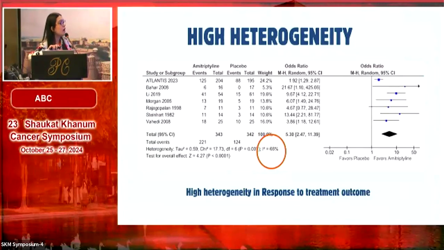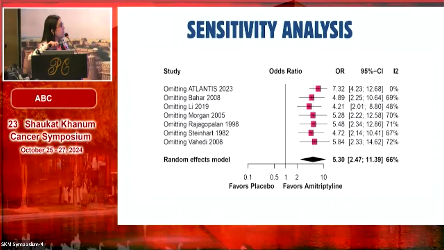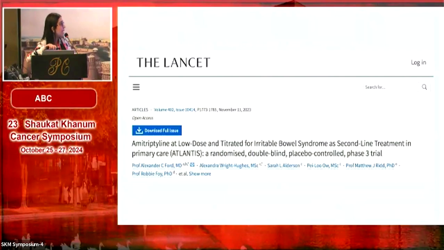So we tried to assess what was the reason behind this high heterogeneity. If we're saying that amitriptyline is really great for the patients of IBS, then we have to explain this heterogeneity by some means. So then we performed the sensitivity analysis. Upon performing the sensitivity analysis, we saw that omitting one of the trials, the Atlantis trial, the latest trial that was conducted, our heterogeneity dropped to 0%. Why was that? This trial was conducted in England across various states and published in the Lancet. So this was a really great trial, and it reported results in a very objective manner.